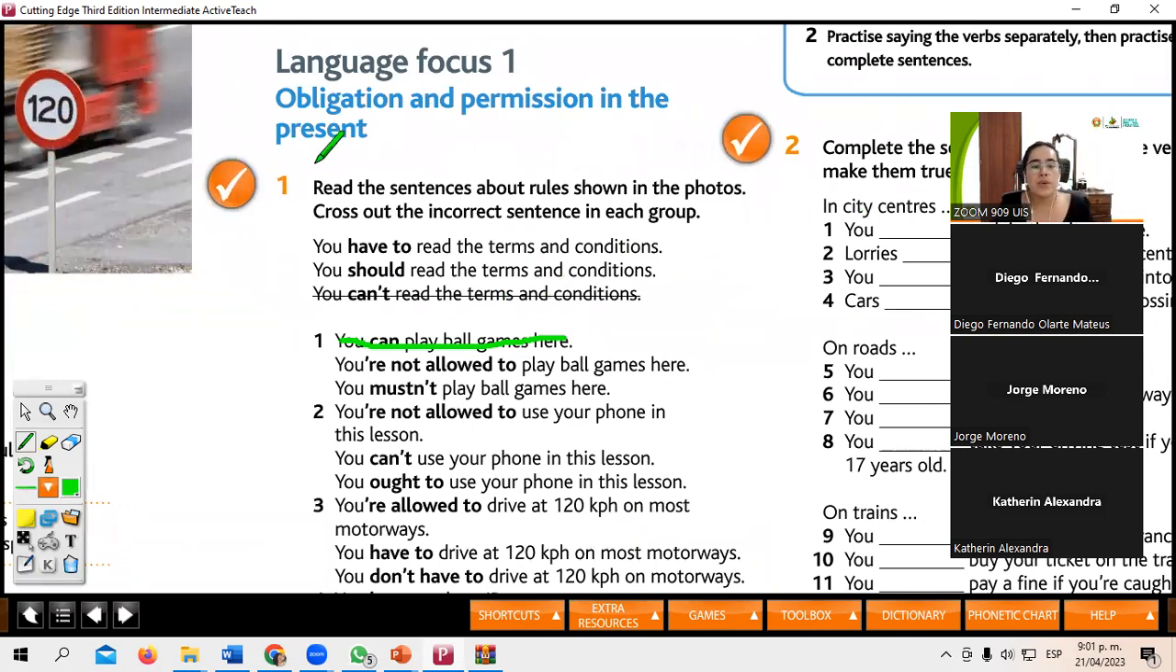For the second, you are not allowed to use your phone in the lesson. You can't use your phone in the lesson.